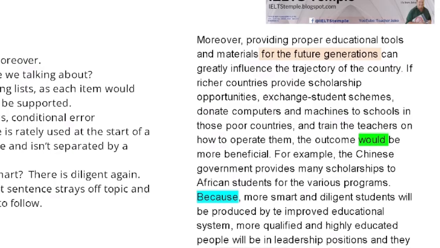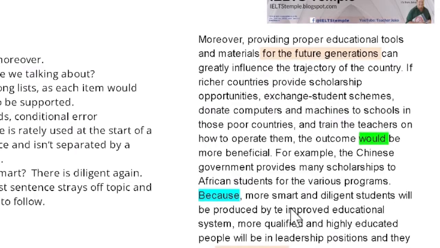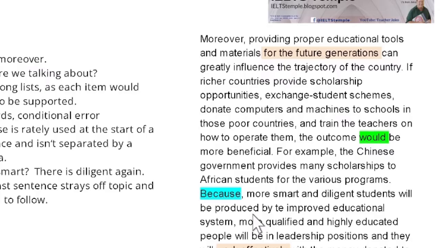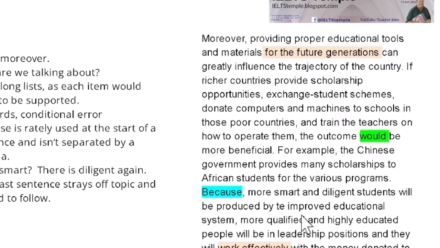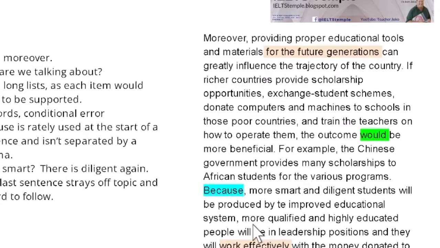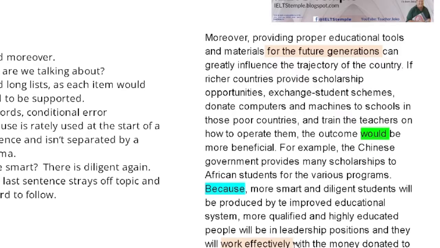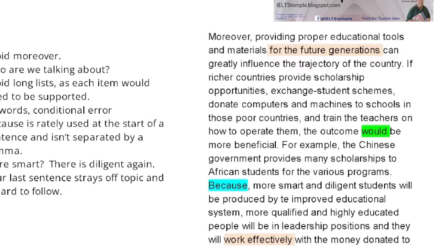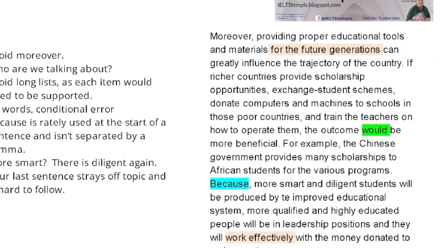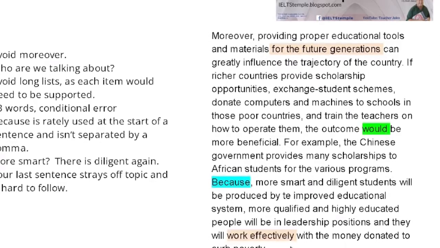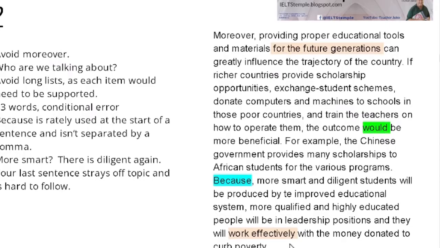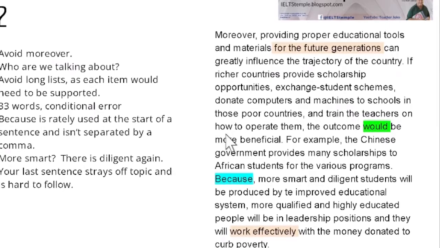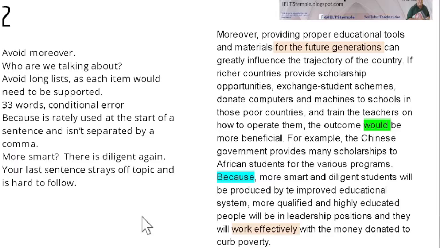Because more smart and diligent students, smarter, will be produced by the improved educational system. More qualified and highly educated people will be in leadership positions, and they will work effectively with the money donated to curb poverty. Well, that's a long series of events. Okay. Not very coherent. I'm not getting like one idea out of this.